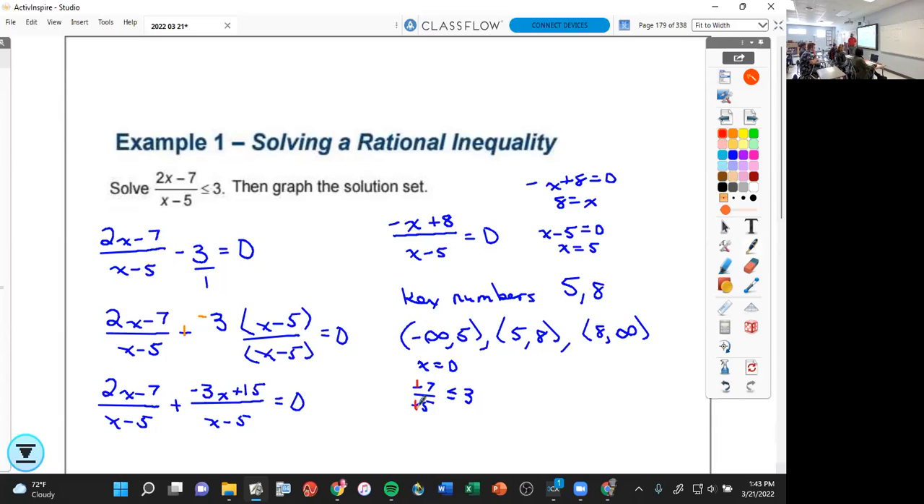Is 7/5 less than or equal to 3? This is true. So part of my region that satisfies this inequality is everything from -infinity to 5.